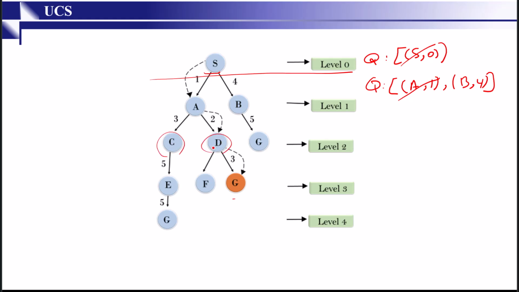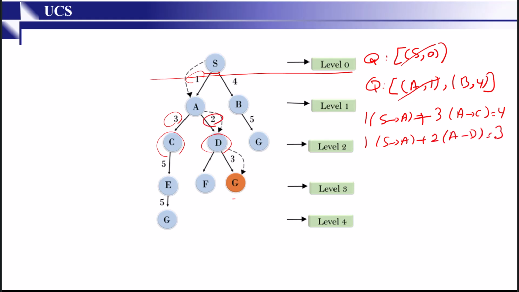So we will go like this, we calculate the cumulative path. So S to A is equal to 1, right? We can write like this, plus A to C is 3, right? 3 from A to C. So it will be 4 in total. Then for the D, we write like this, 1 from S to A plus 2 from A to D, right? So it is 3. So we can rewrite our Q like this. Q is D with cumulative cost of 3, and we already have B in our Q, right? We will write the B here, B in 4, and then C with the cumulative cost of 4, right?